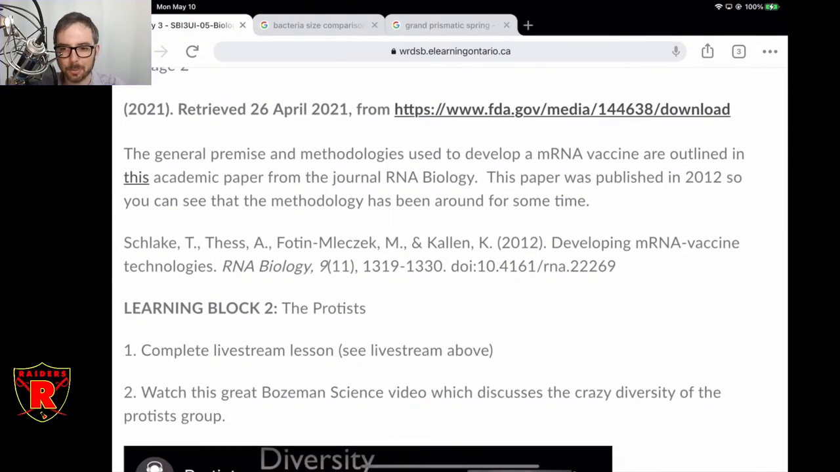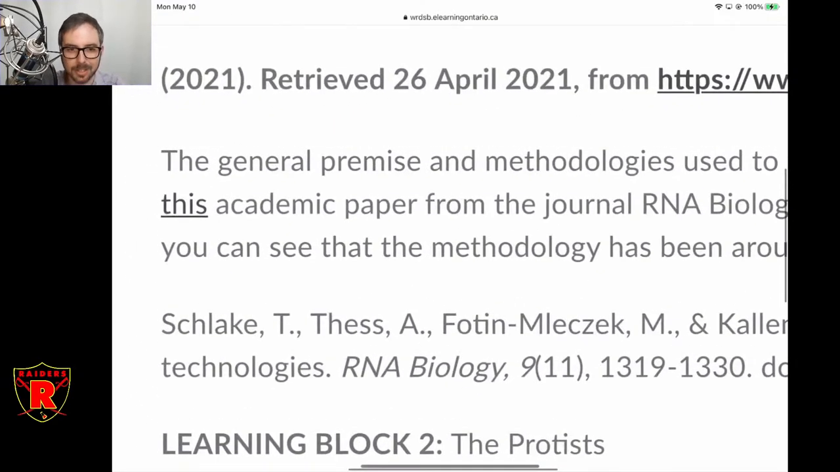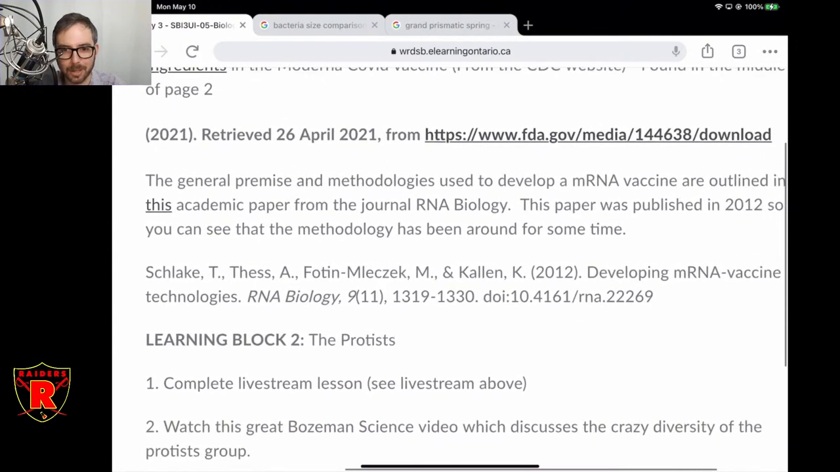Also, people said, well, how come the process for making it is secret then? Also not true. The process for making all vaccines, including mRNA vaccines, is public domain knowledge. If you have your own lab and you want to make an mRNA vaccine, I've cited a really interesting academic paper here on the process for making an mRNA vaccine. It is public domain information.